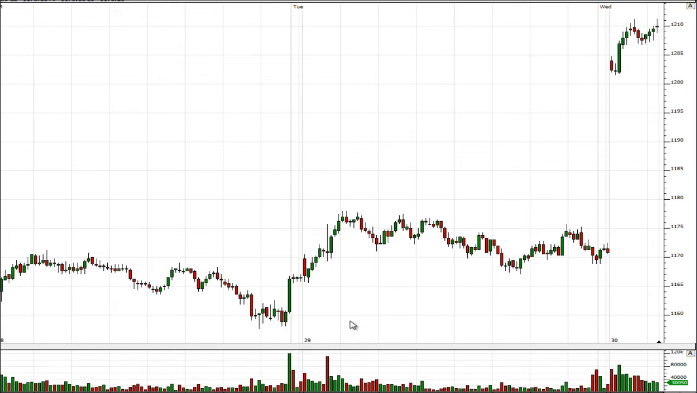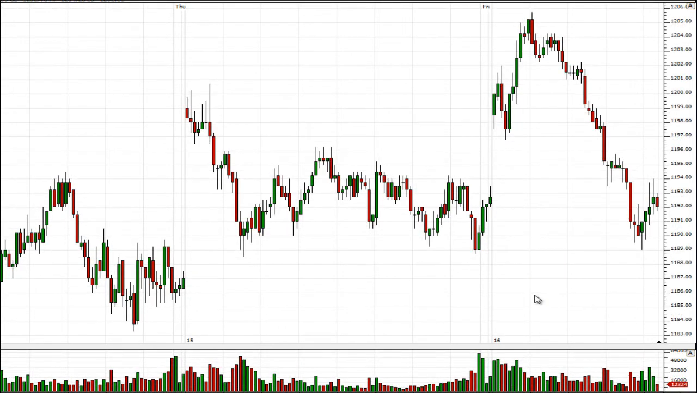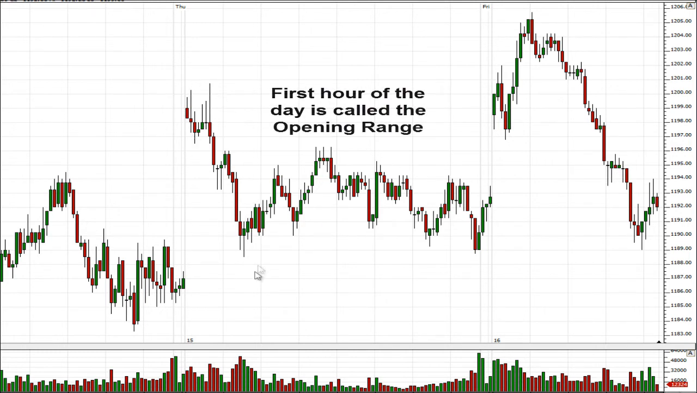Neither side can overpower the other, and they're just building value in this area. Now, often what these type of days will do is the first hour, which we call the opening range. So this would be about the first hour right here.